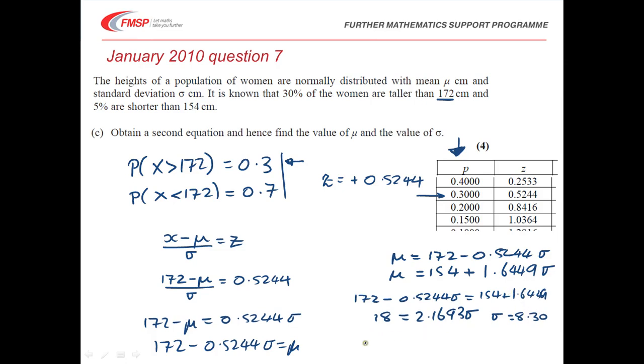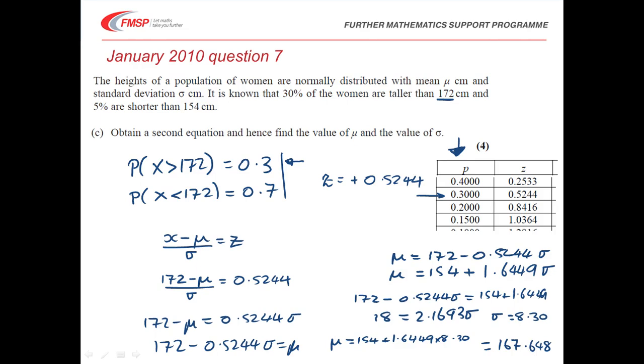Then we just substitute this back into either equation. I'm going to use the bottom one, so mu is equal to 154 plus 1.6449 times 8.30, and that will give you also the value of mu. So in this particular case, the value of mu will be 167.648, but as I say, 168 would be sufficient for that question.